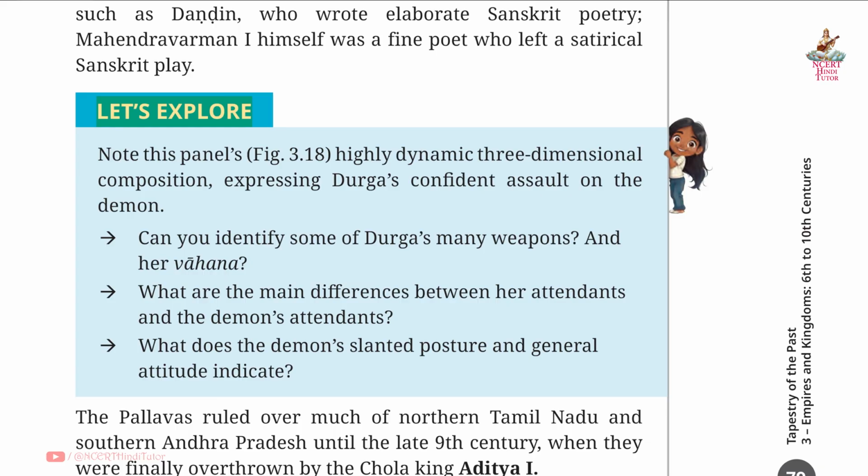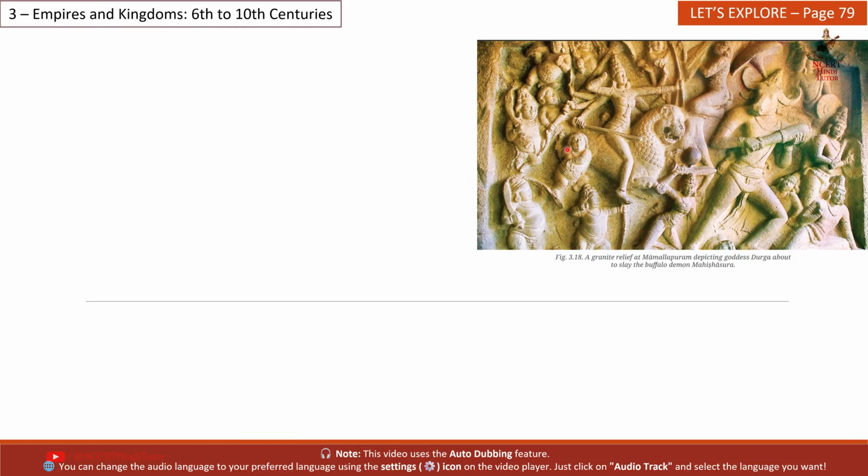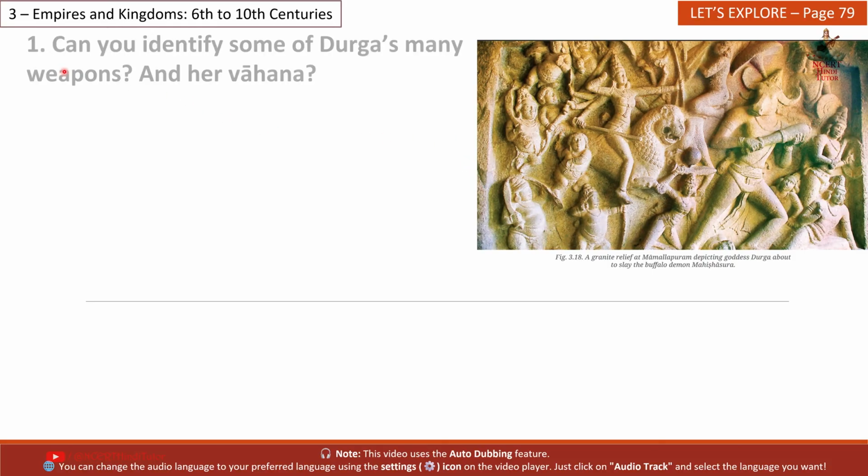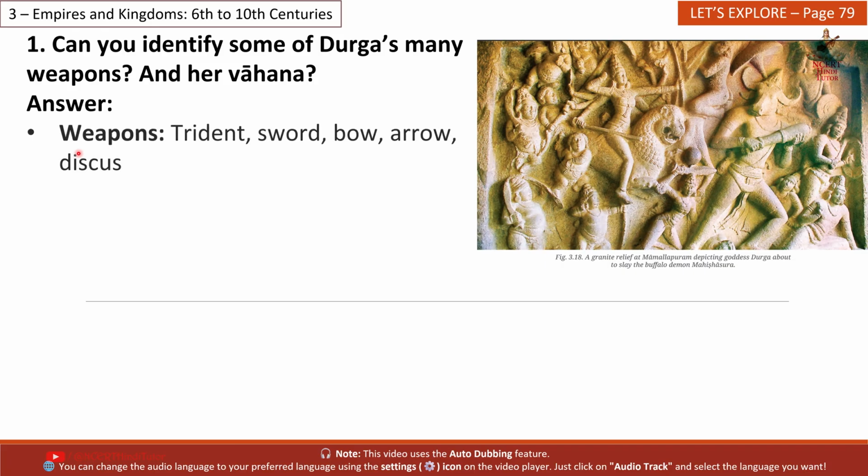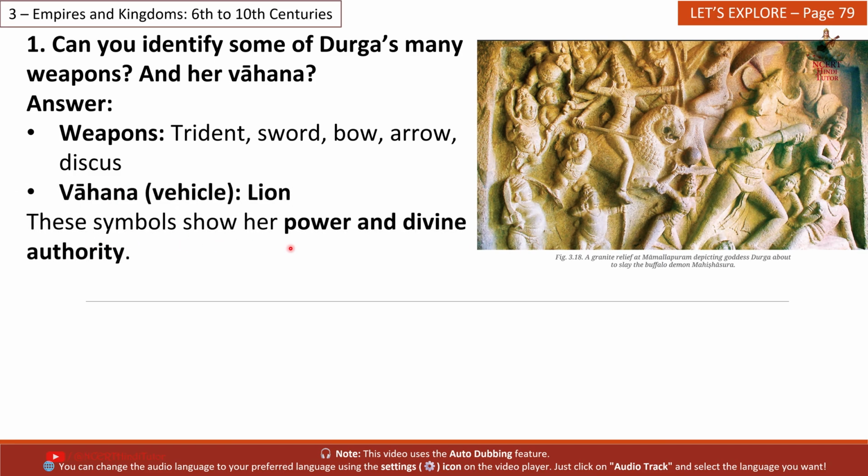Let's explore page 79. Note this panel's figure 3.18, a highly dynamic three-dimensional composition expressing Durga's confident assault on the demon. So friends, this is the diagram. Question 1. Can you identify some of Durga's many weapons and her Vahana? Answer. Weapons: trident, sword, bow, arrow. Vahana, vehicle: lion. These symbols show her power and divine authority.